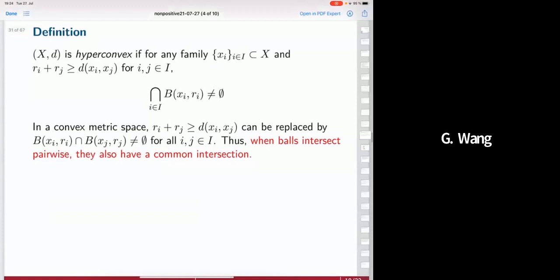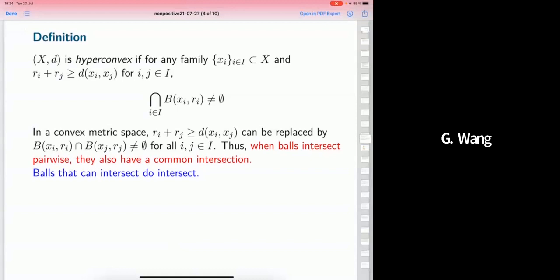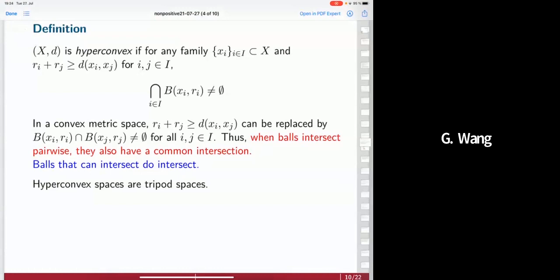Of course, if you have a convex metric space, then by the definition I gave earlier, any two such balls intersect. And hyperconvexity then requires that whenever you have a family of balls that intersect pairwise, then they also have a common intersection. Or again, coming back to our slogan, balls that can intersect do intersect. Originally we had 2 balls, then we had 3 balls, now we have arbitrarily many balls. And in particular, of course, hyperconvex spaces are tripod spaces. But of course, they satisfy a stronger property.